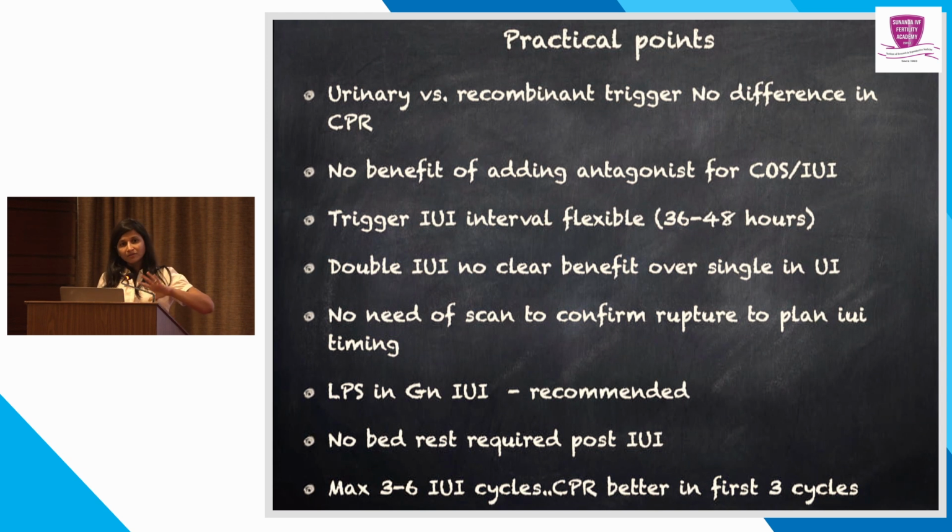Now, I had not taken HCG, when to do, trigger and all. I'm just summarizing all these practical points, not quoting papers at all here. Urinary versus recombinant HCG trigger in IUI, no difference in clinical pregnancy rate. No benefit of adding antagonists in COS IUI cycle. Trigger IUI interval can be flexible from 36 hours to 48 hours, anytime you can do IUI. Double IUI, no clear benefit versus single IUI.